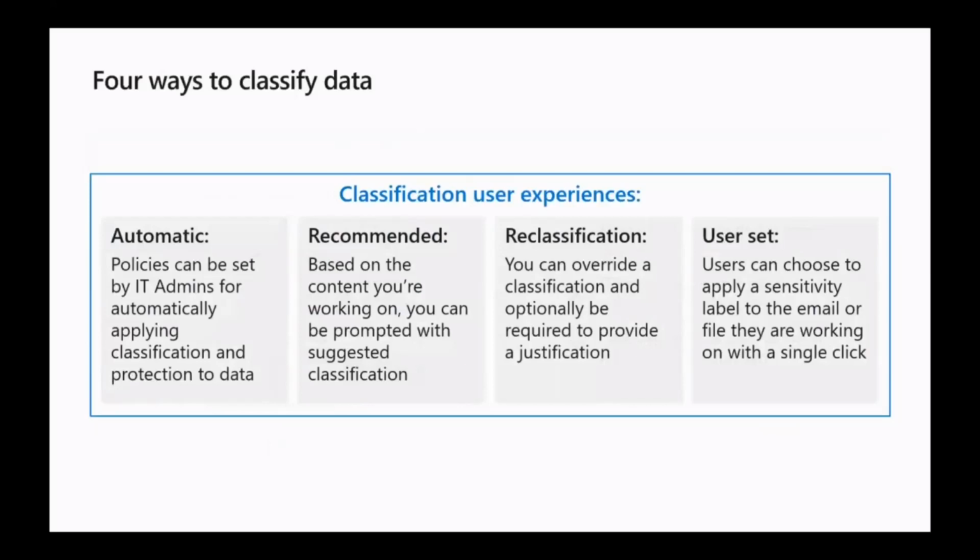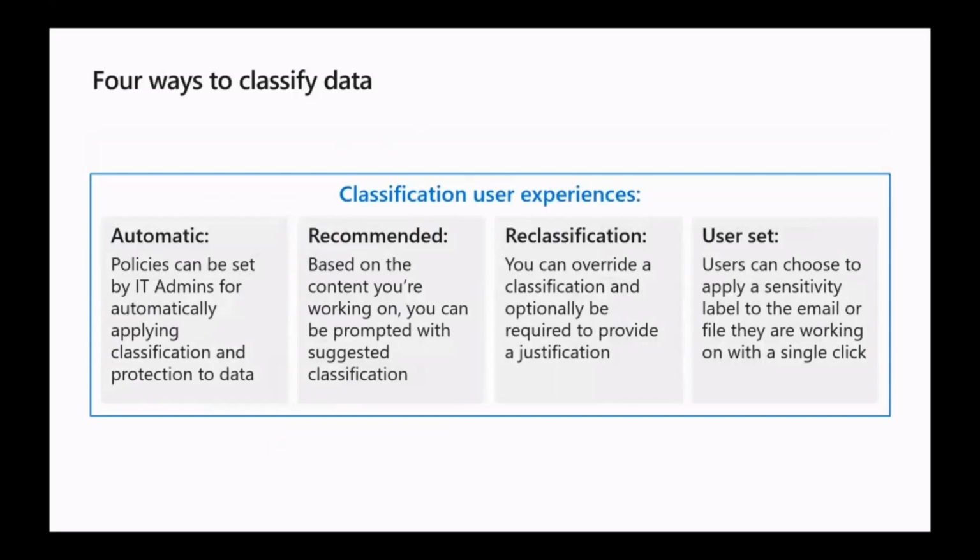Then you can also complement it with recommended actions. Based on the content you are working on, you can be prompted with suggested classification rules. And then you can also apply reclassification rules or policies. You can override a classification and optionally be required to provide a justification for this reclassification. So, for example, for certain types of information like spreadsheets or even presentations, documents, PDF files or images, you can implement a way in which, after further analysis, this information has to be reclassified in order to further protect it.